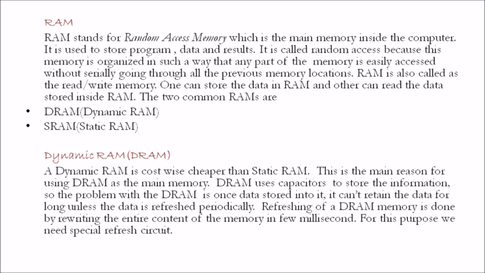Dynamic RAM uses capacitors to store the information. So the problem with the dynamic RAM is once data is stored into it, it can't retain the data for long unless the data is refreshed periodically. Refreshing of a DRAM is done by rewriting the entire content of the memory in a few milliseconds. For this purpose, we need a special refresh circuit.